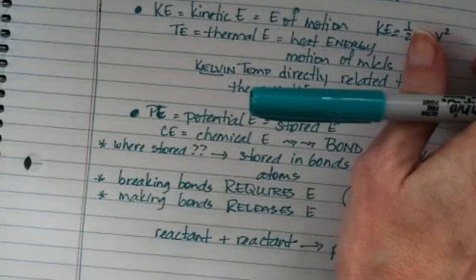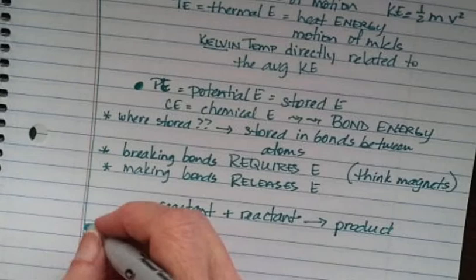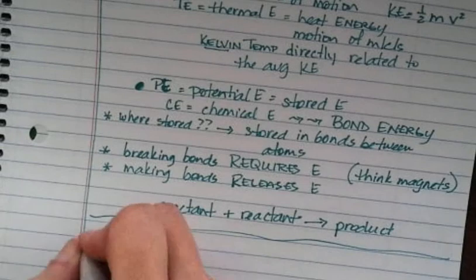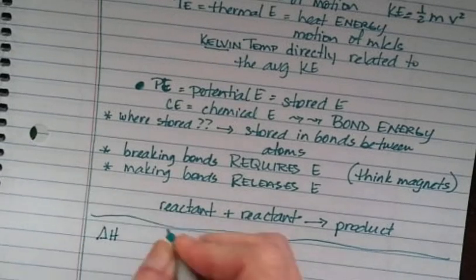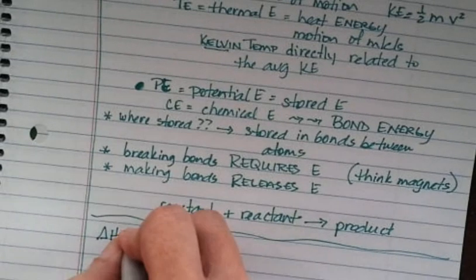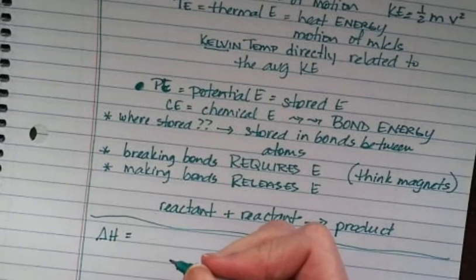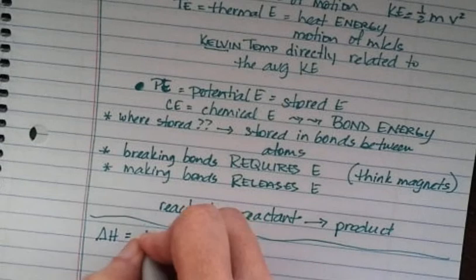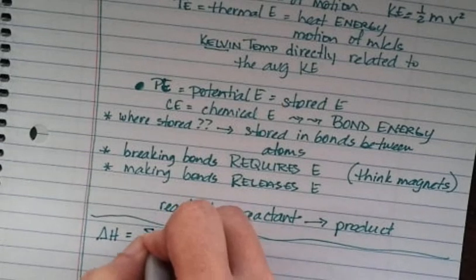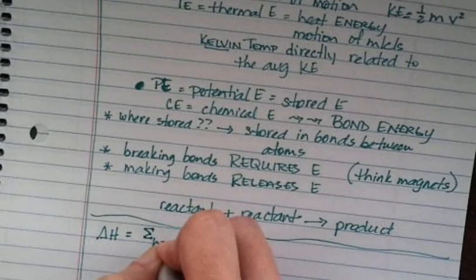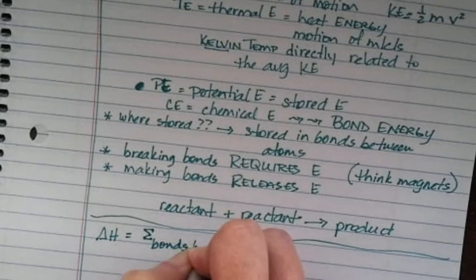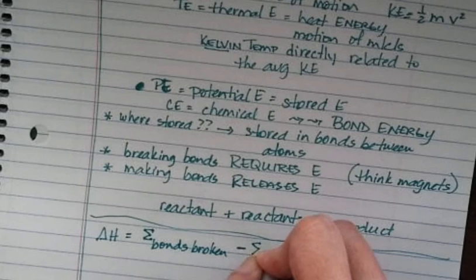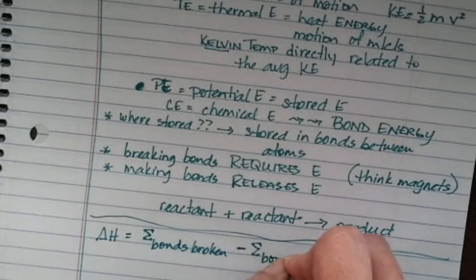Now, within this section, I'm going to give you a little bit of an AP connection. And really it's talking about the terms here. And one of the first terms is we talk about delta H. And this equation that I'm about to give you, I'll explain it here in just a minute. Delta H, and it's going to look ugly. We have the summation of the bonds broken minus the summation of the bonds formed.